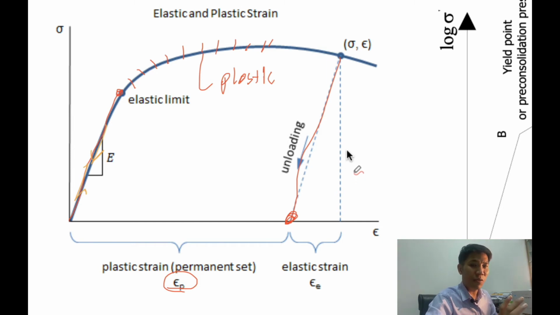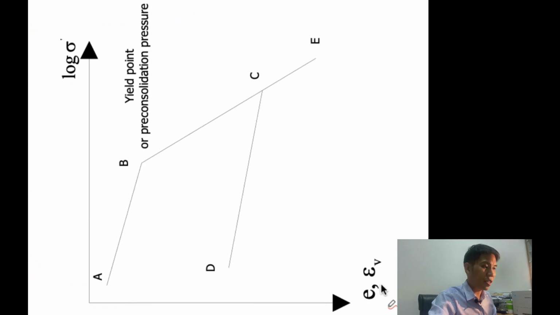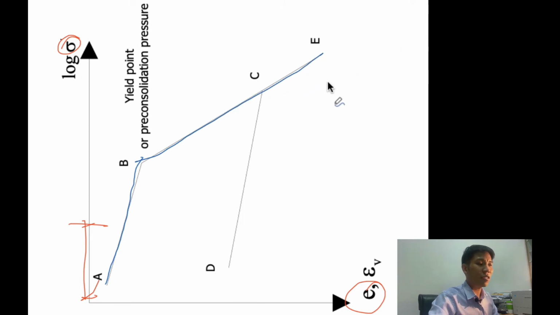For the soil, actually we plot the same as this curve. We change the x-axis from the strain to be void ratio, and the y-axis is the stress, and we use a log scale. We use log scale because we would like to enlarge this scale. And we apply the load to the soil. The compression curve is something like this. It's similar to the concrete, and this one is the yield stress of the soil.